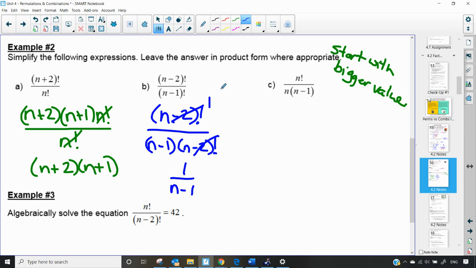And the last example here, I've got n factorial over n times n minus 1. Notice there's no factorial in the bottom, so that might change a little bit what we do. So I've got an n factorial, an n, and an n minus 1. Well, the biggest value is going to be my n factorial, so that's what I'm going to break down. As well, that's the only one that I can break down because the denominator has no factorials. So I've got n minus 1 factorial. Notice there's no factorial in the denominator, so I need to go one step further.